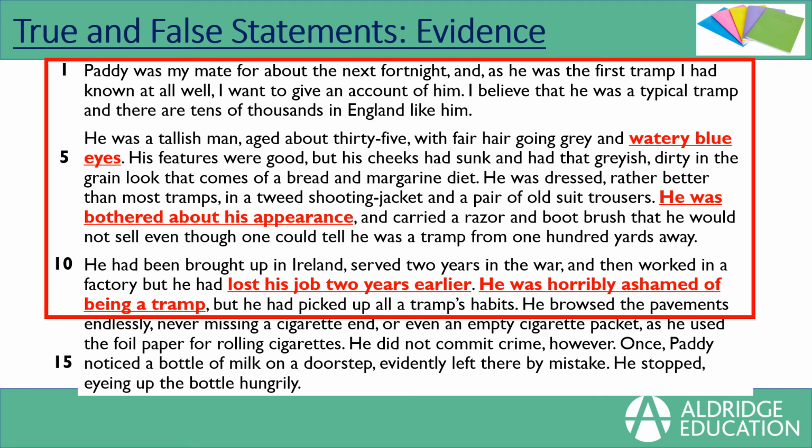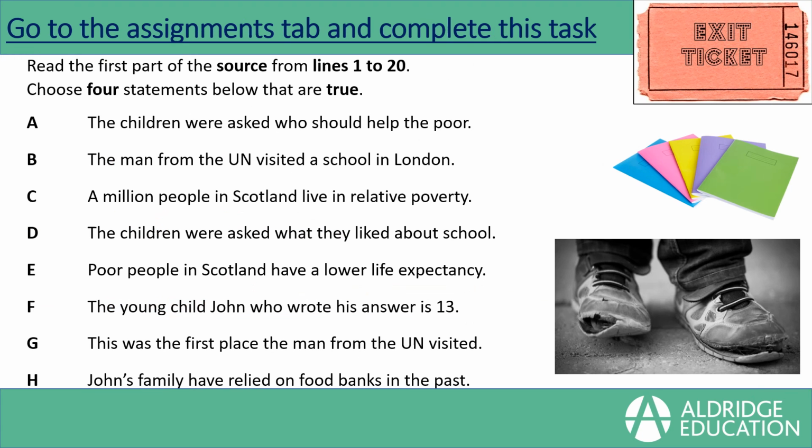So the evidence will be there in the text. So he was bothered about his appearance because it tells us this, because he carried a razor and a boot brush. His eyes were watery blue. He'd lost his job 2 years earlier. He was horribly ashamed of being a tramp. Okay, so the information is all within the text.